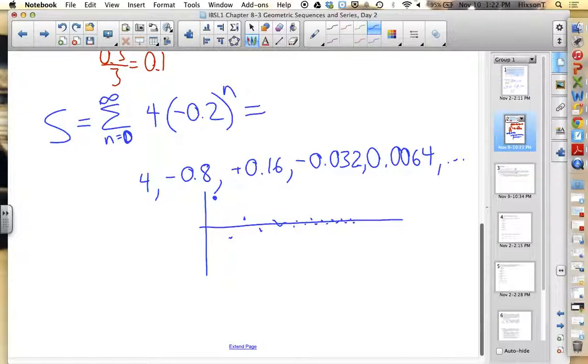The first term is 4, right? The first term would be 4. And then the second term is negative 0.8. So it's jumping back and forth, but notice it's still converging on 0.